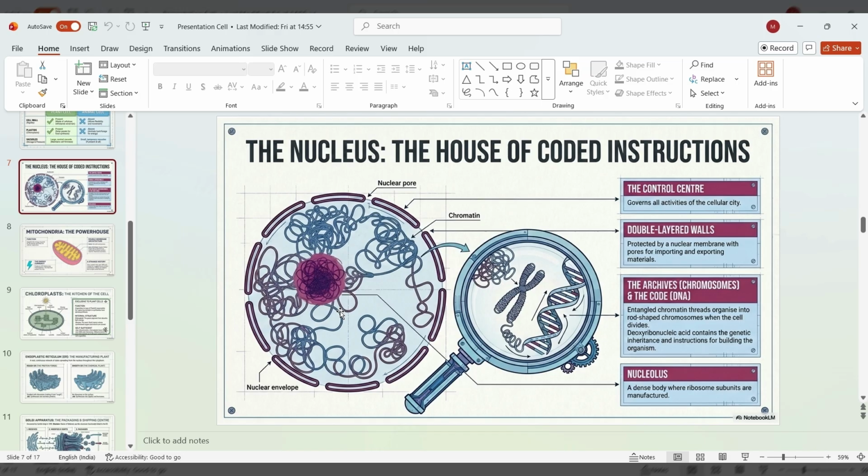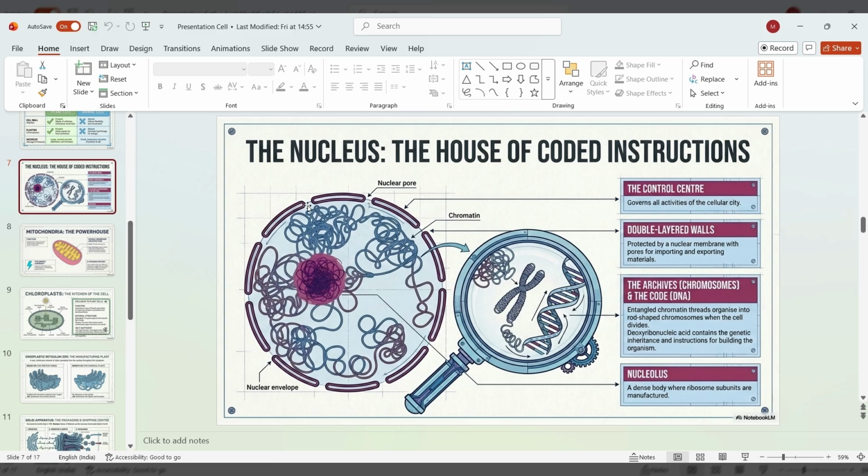Now you can see here in the next slide, that is of the structure of the nucleus. The nucleus is also called the brain of the cell, control center of the cell, director of the cell. The nucleus contains a double layer of protection, that is the nuclear membrane. And you can see this is the nuclear membrane, and after a certain distance, there is a nuclear pore present. So you can see these are the nuclear pores. What is the function of nuclear pores?